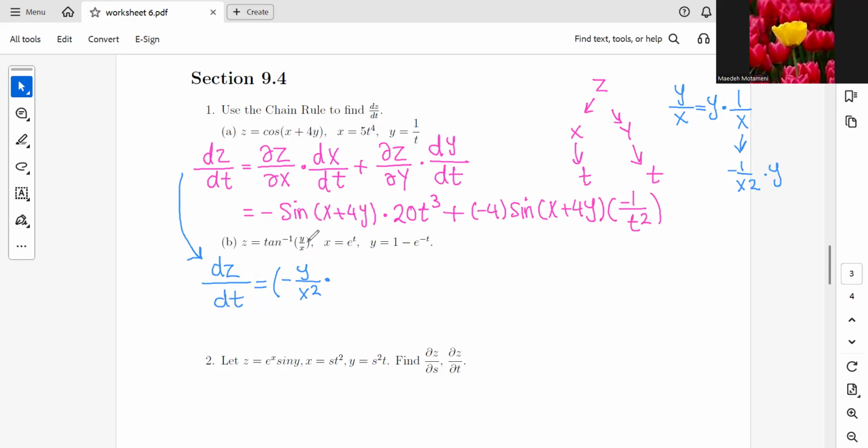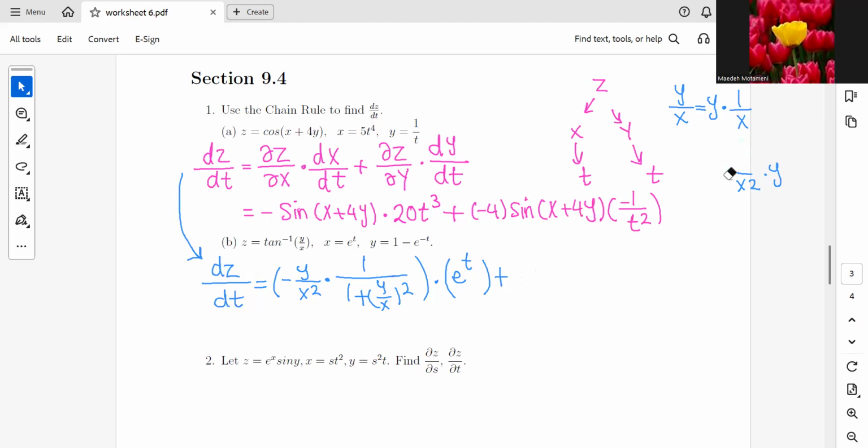But what is the derivative of tan inverse? That would be 1 over 1 plus x squared if we only had x inside. But in here we have y over x to the power 2. So this is the partial derivative of z with respect to x times the derivative of x with respect to t, which is e to t itself, plus the partial derivative of z with respect to y.